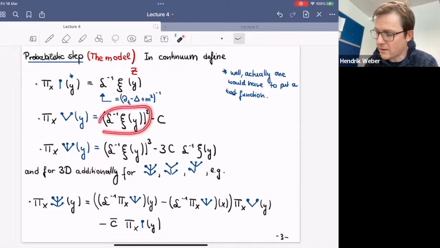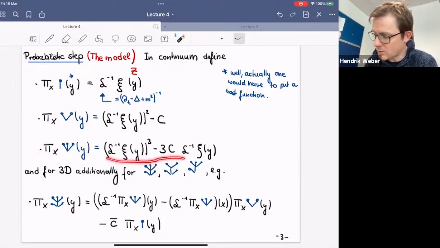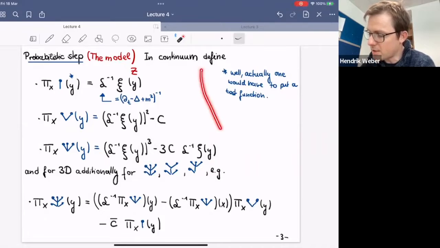So this is the square of this object, and I had to do a counterterm, and I use this shorthand notation here. And then we had this object here, which was the cube, which was this renormalized object, this thing cubed with the counterterms. I will actually tell you later in this lecture where these things come from, so why it has this form. And so these are the things you need in 2D.